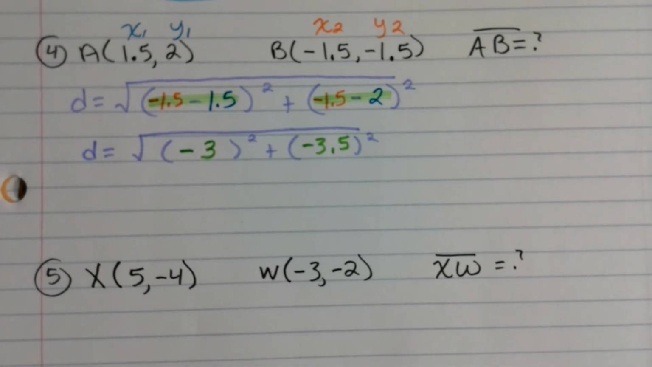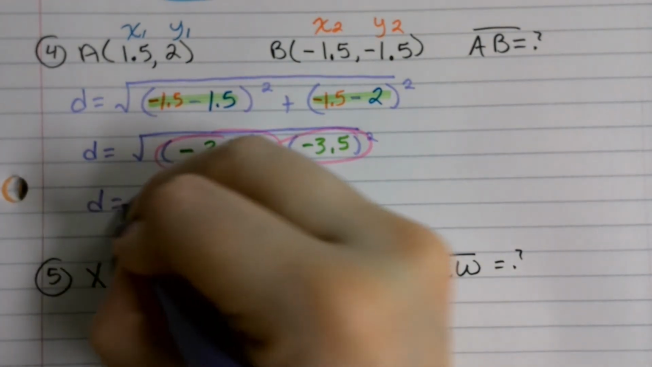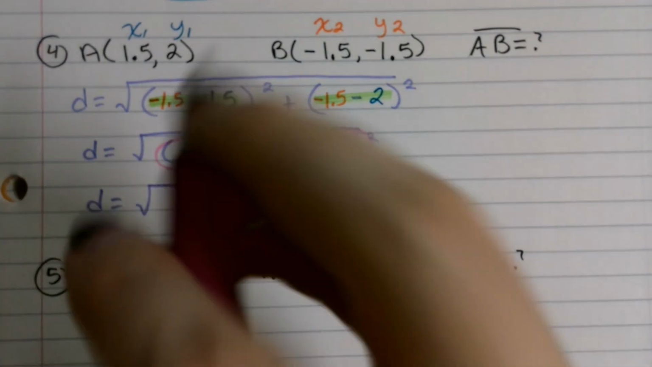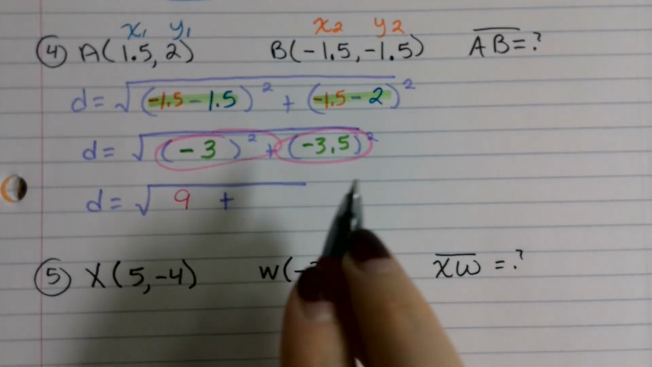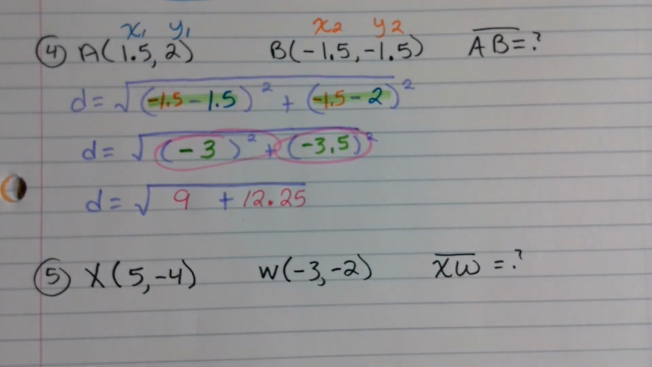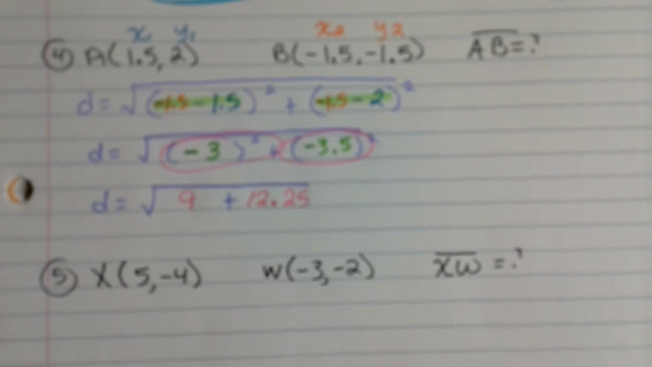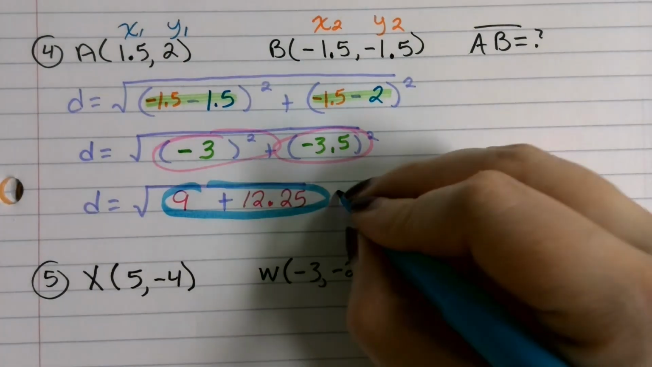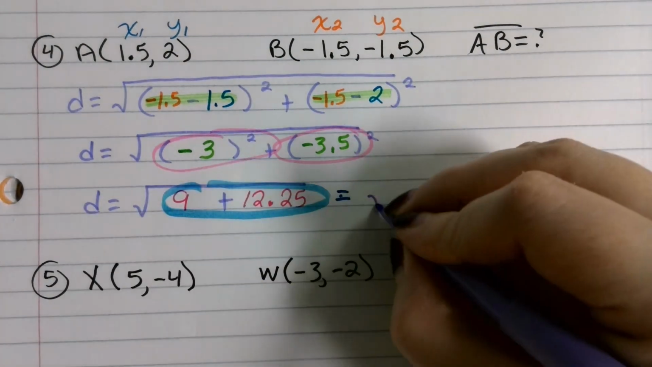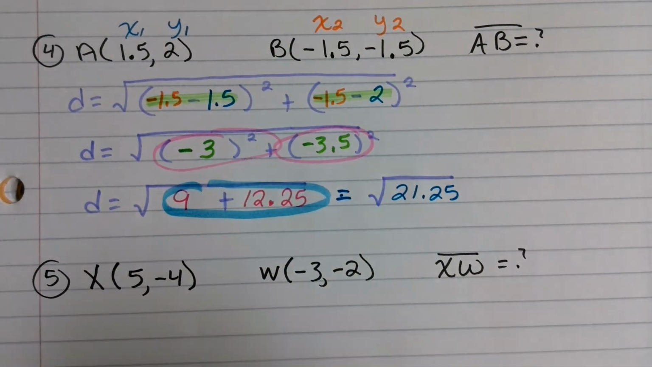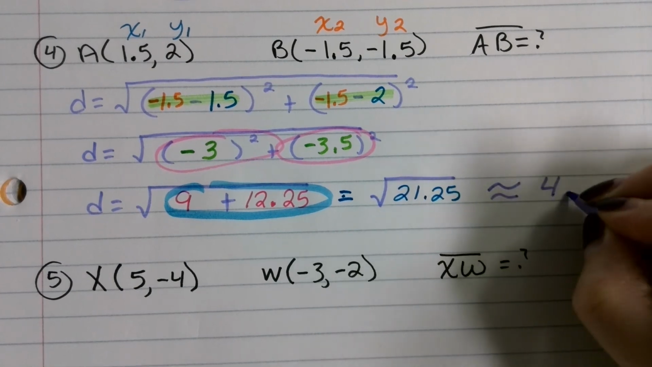The next thing that you need to do is square these values. So that now gives you the square root of negative 3 to the second power is 9. Negative 3.5 to the second power is 12.25. Okay, so then you're going to go ahead and combine those together. That gives you the square root of 21.25. And the square root of 21.25 is approximately 4.6.